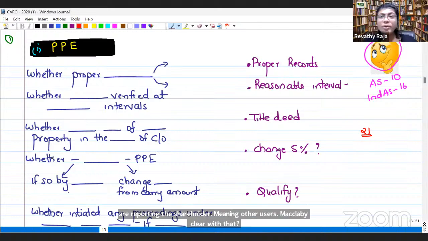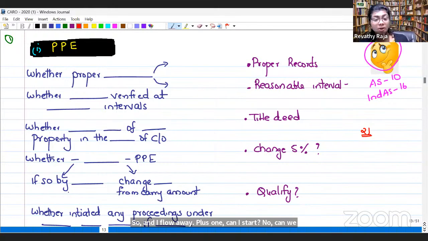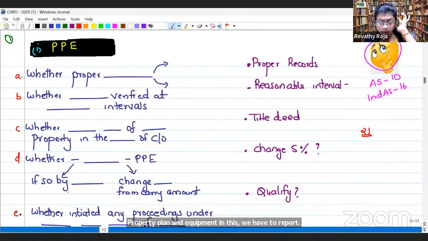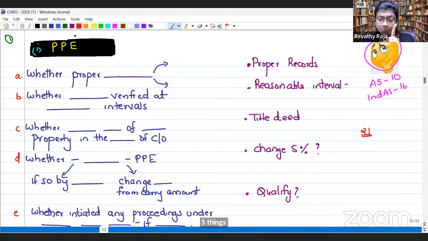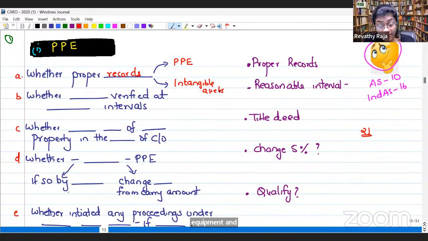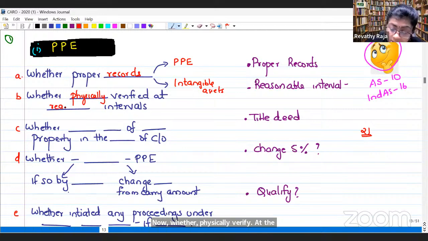So, flow wise, Clause 1, can I start? PPE, property, plant and equipment. In this, we have to report 5 things: A, B, C, D, E. First, we are checking whether our company has maintained proper records, both for property, plant and equipment and intangible assets. Now, whether physically verified at reasonable intervals.